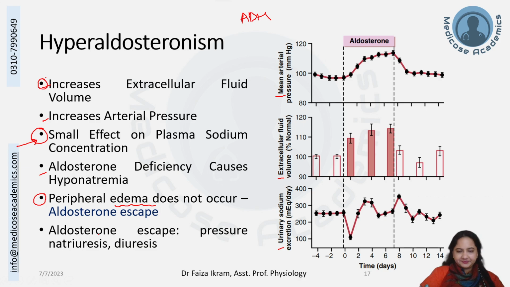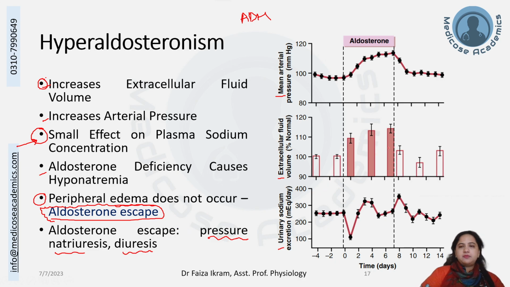Why? Because of this aldosterone escape. A very important concept to comprehend over here. Aldosterone escape. Aldosterone is still higher in level. It is still causing excessive sodium reabsorption and water reabsorption. But ultimately, what happens? This starts happening. Pressure natriuresis. Pressure diuresis. How will it happen?